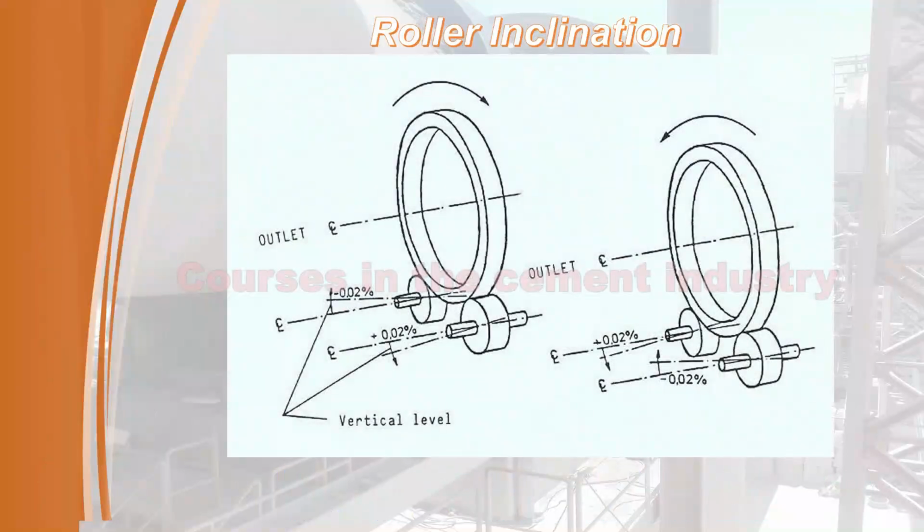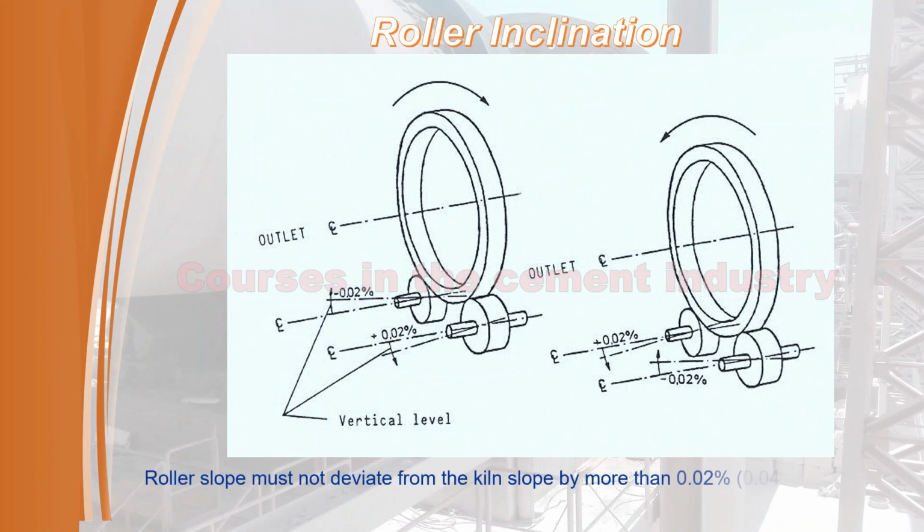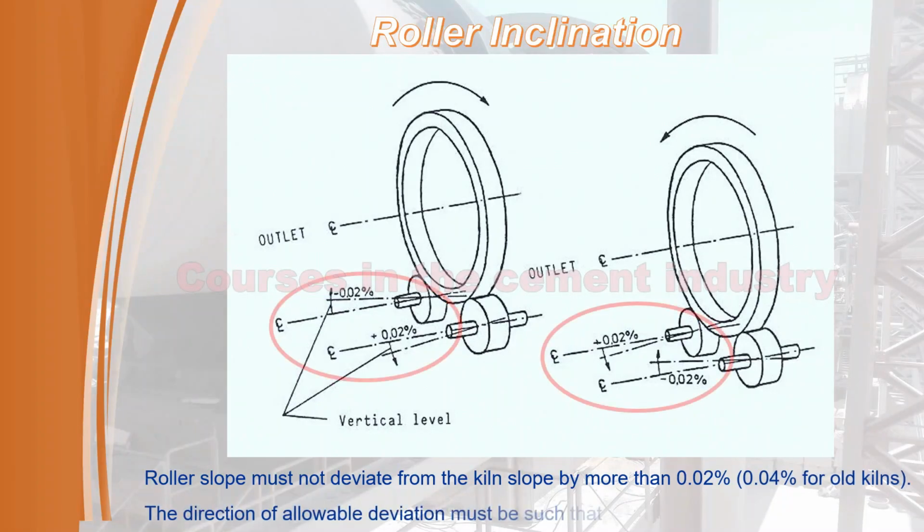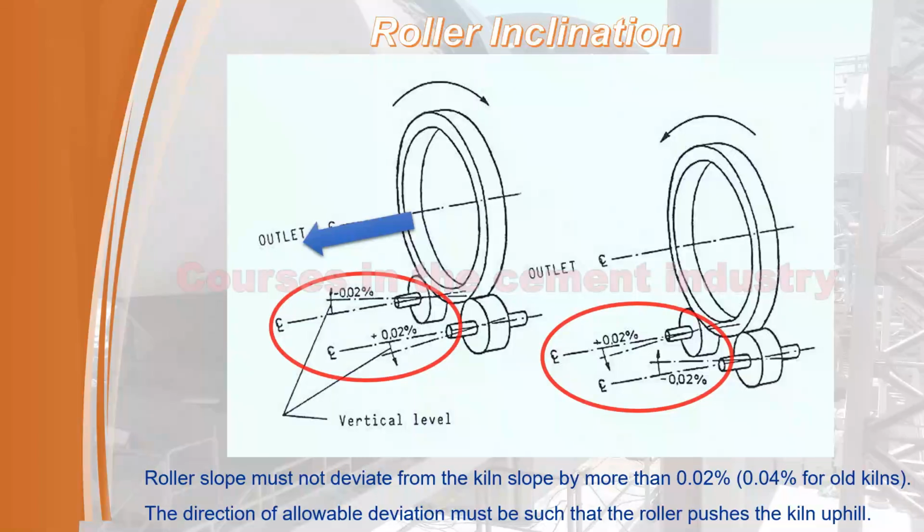See in the figure. Note of importance. Roller slope must not deviate from the kiln slope by more than 0.02%, 0.04% for old kilns. The direction of allowable deviation must be such that the roller pushes the kiln uphill.